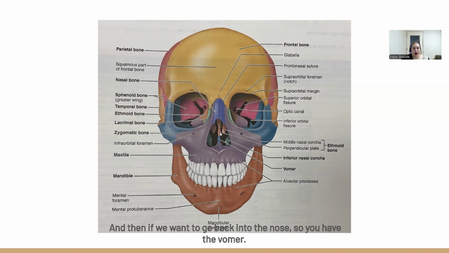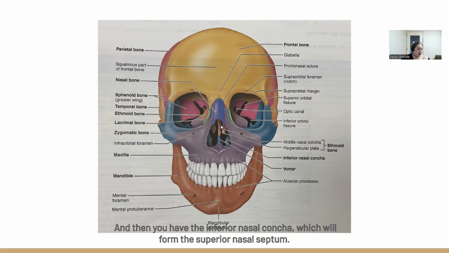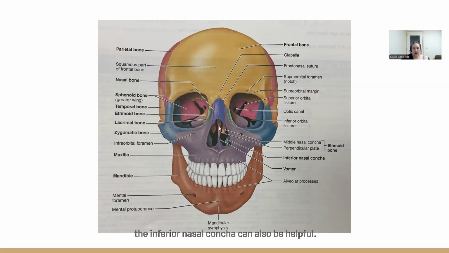And then if we want to go back into the nose, you have the vomer. This is this little tiny section in blue, and the vomer is what's going to form the inferior nasal septum. So it's going to be the lower nasal septum. And then you have the inferior nasal concha, which will form the superior nasal septum. For you guys, I believe you only really need to remember the vomer, but remembering the inferior nasal concha can also be helpful.